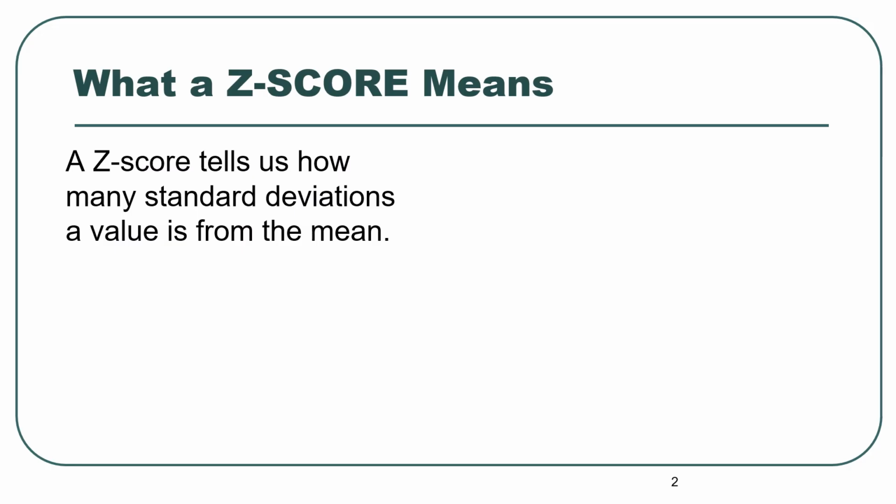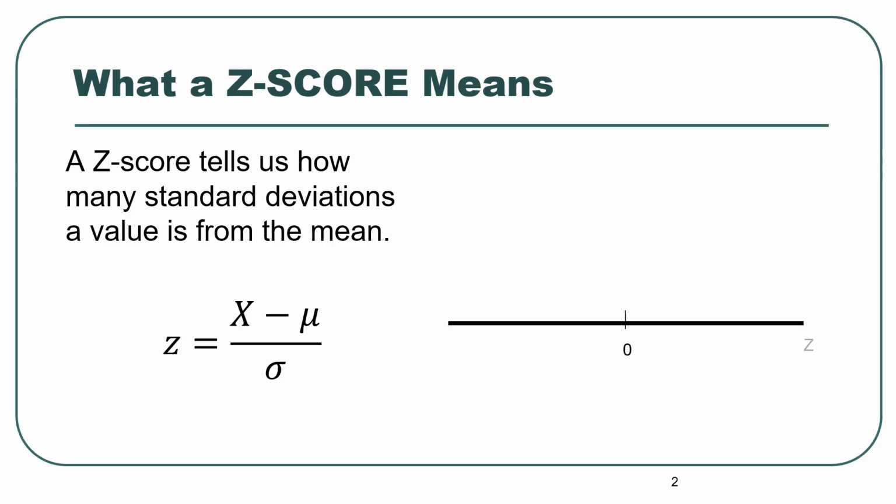The formula is very simple. It is Z equals X, this value, minus its mean, mu, over the standard deviation. If the value is above the mean, Z will be positive. If it is below the mean, Z will be negative. If it is exactly at the mean, then Z is 0. Z-scores let us compare values across different groups, different units, and different scales, all on one standardized ruler.